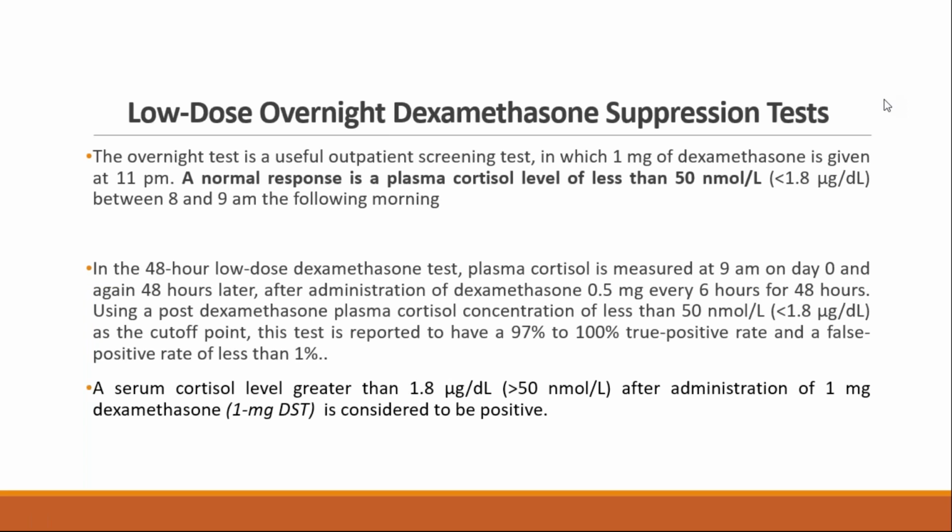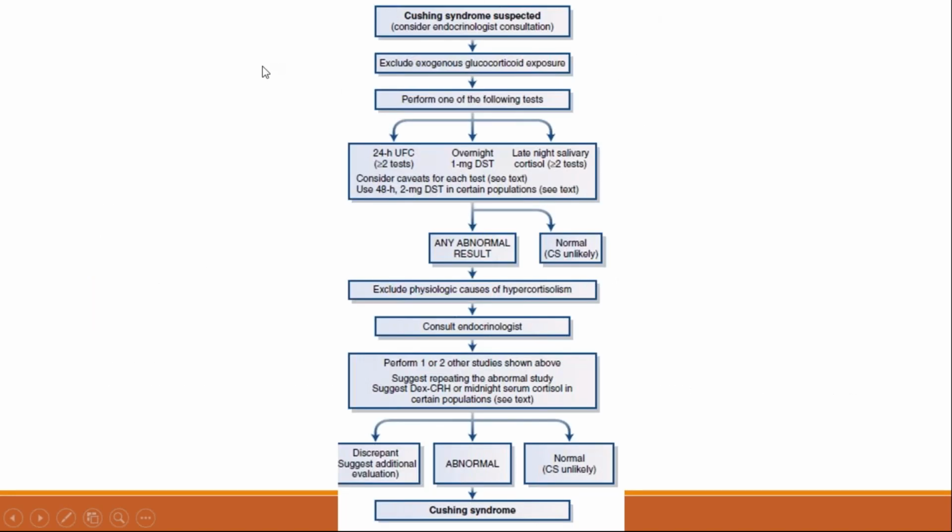Now we'll talk about the test, the overnight dexamethasone suppression test. Firstly, I'll show you the flow chart, then we come back to it. Basically, this is the approach. Whenever we suspect a Cushing syndrome patient, always first exclude exogenous glucocorticoid exposure. Ask the patient whether he or she is taking any steroidal medication, and if yes, then the cause is due to exogenous ingestion of glucocorticoids. Then we don't need to go on to these tests, but if he or she refuses, then we have to perform either a 24 hour urine free cortisol level, or an overnight 1 mg dexamethasone suppression test, or a late night salivary cortisol test. If either of the tests is abnormal, then we have to go further, which I'll discuss in detail.